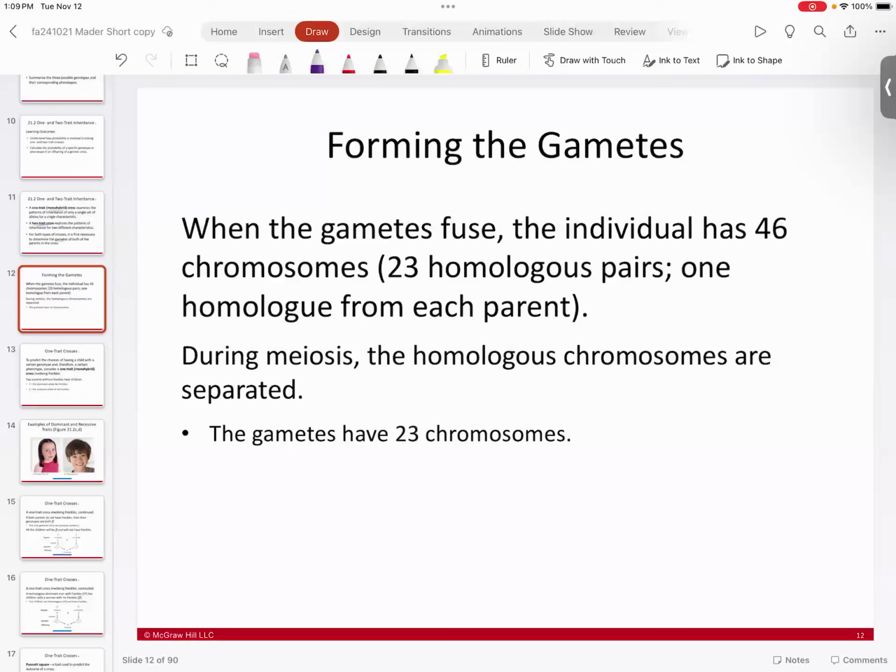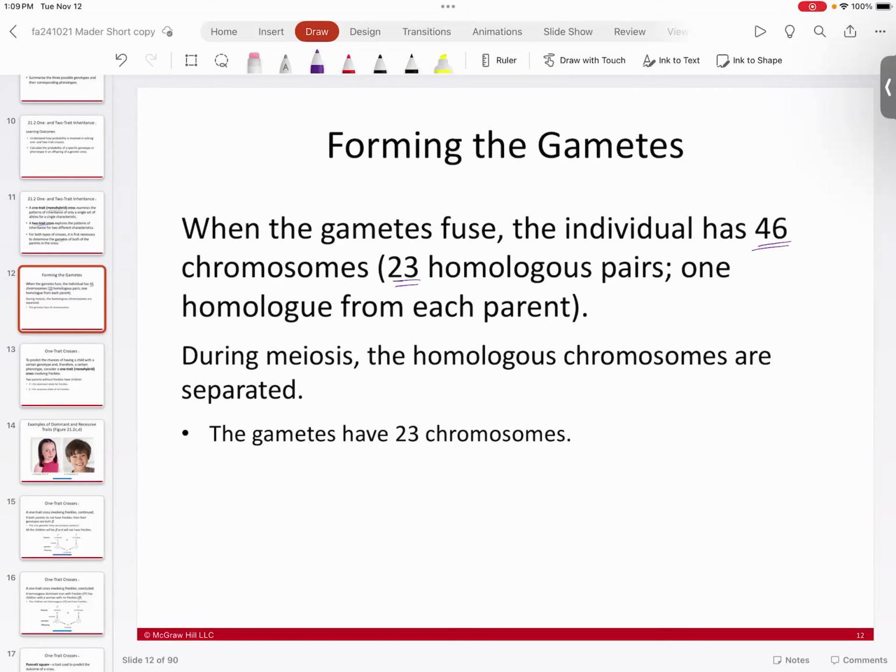So when the gametes fuse, each individual, that is us, we start off with 46 chromosomes. That's what's called our diploid number. And so we have 46 chromosomes. We have two pairs of each, 23 pairs. So we have 23 pairs. So we have two of each.